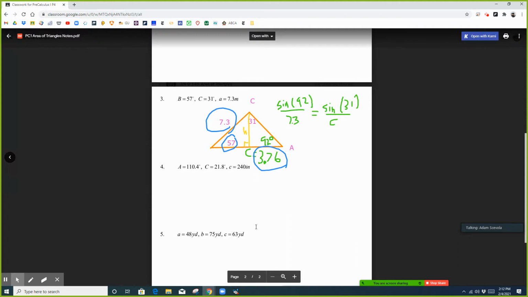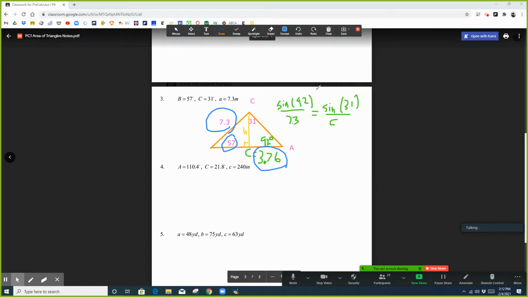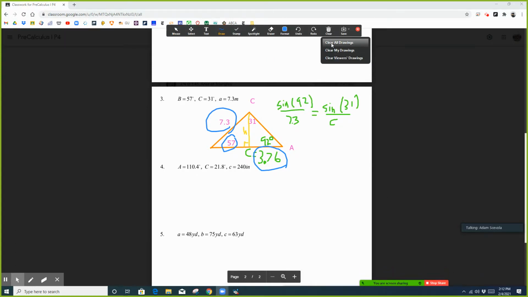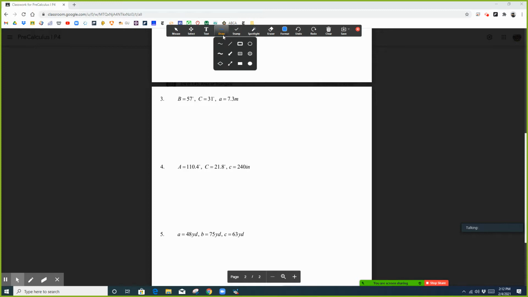All right, so one more here. Let's try to draw a picture. So I'll clear this out so I have room. Okay, so number 4. I'm going to try to draw this to scale. What I mean by that is I know angle A is obtuse, so I'll make it look like an obtuse angle.